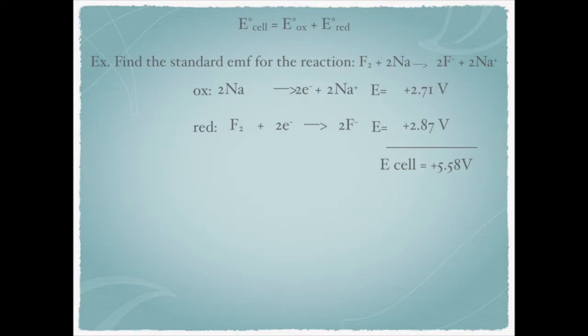Now keep in mind, I multiplied all of the sodium reaction by 2, but I didn't change the cell potential for that. I didn't multiply it by 2 or anything. So make sure that you're not multiplying by coefficients. And that's all there is to it. Making sure for oxidation that you flip the sign. So if it's positive, make it negative. If it's negative, make it positive. And otherwise, just sum them together.